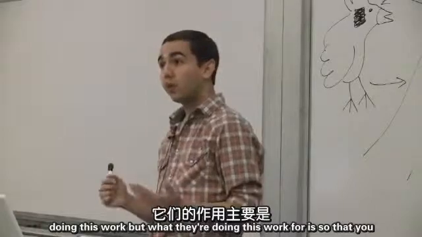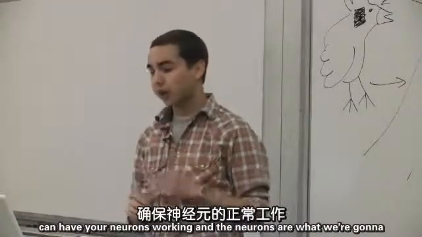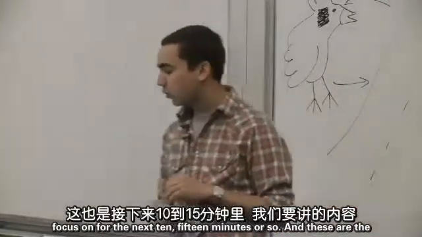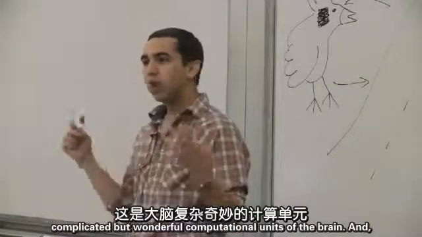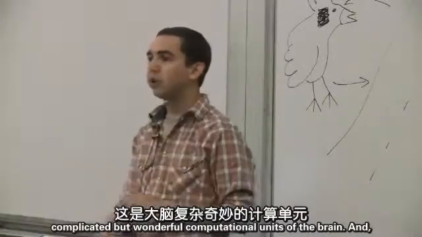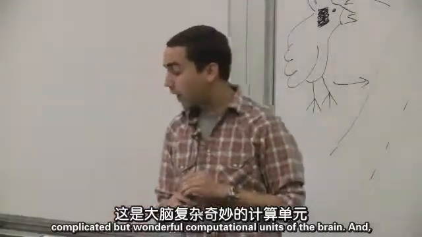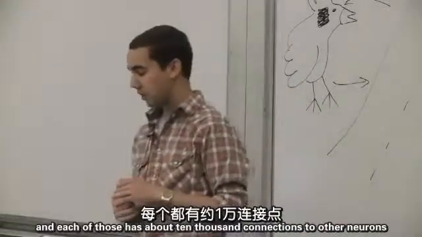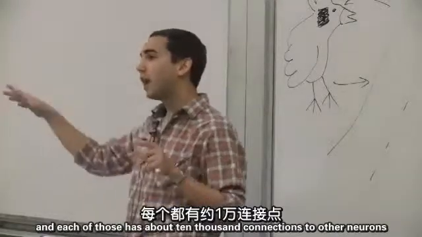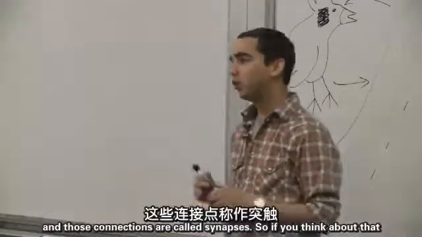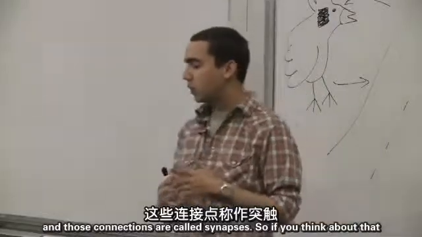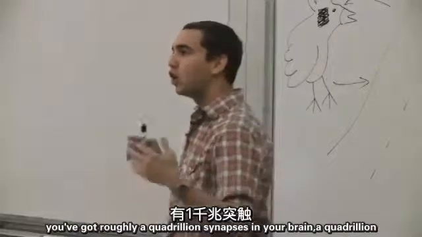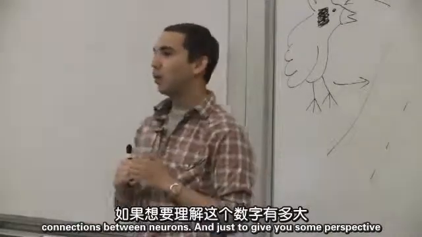But what they're doing this work for is so that you can have your neurons working. And the neurons are what we're going to focus on for the next 10, 15 minutes or so. These are the complicated but wonderful computational units of the brain. In an average human brain, you've got about 100 billion neurons. Each of those has about 10,000 connections to other neurons, and those connections are called synapses. So you've got roughly a quadrillion synapses in your brain, a quadrillion connections between neurons.